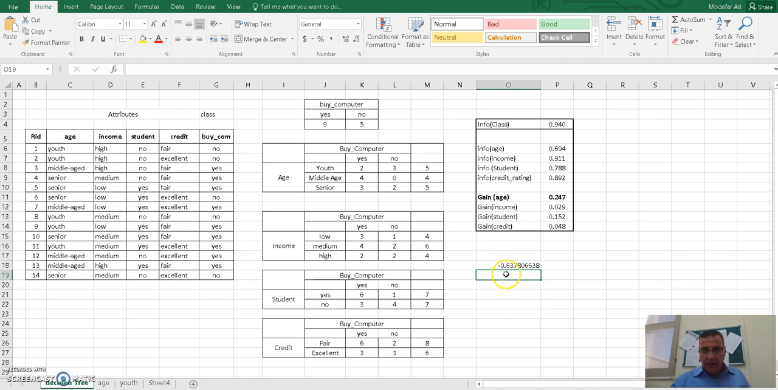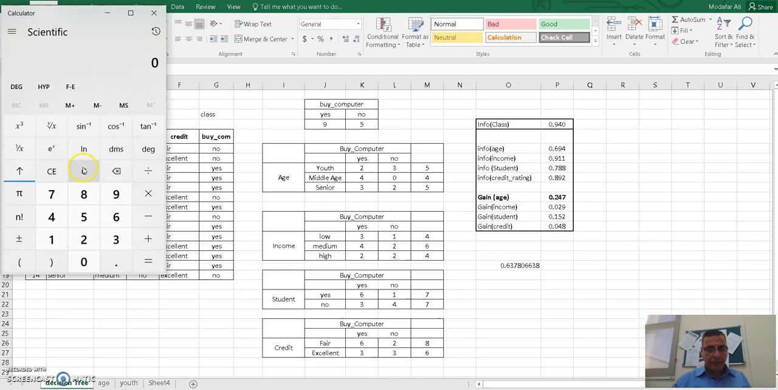Because this is a minus, that's going to be plus. This is the minus, that is minus and minus, so of course this is going to be plus. That is right, 0.6397.